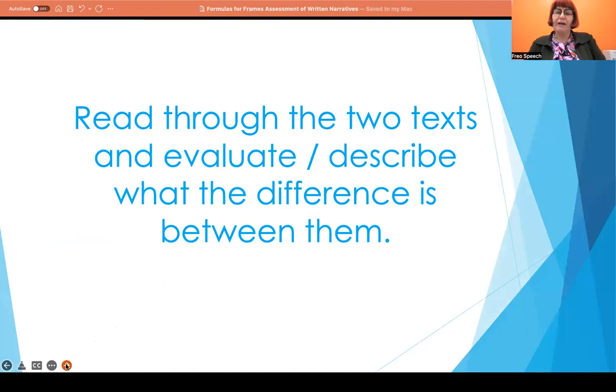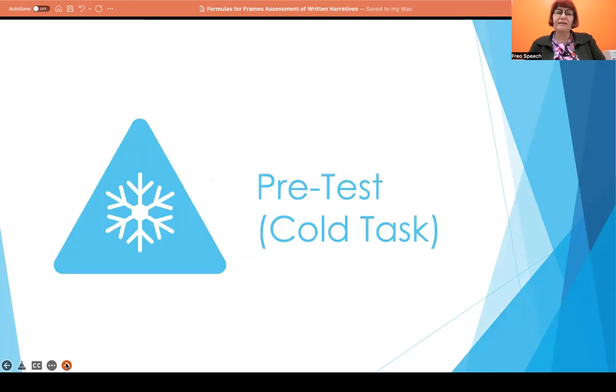So I want you to read through the 2 texts and in your minds kind of evaluate what the difference is between them and see if you can describe to yourself what the difference is between them. The first is the pre-test or the cold task, as Pie Corbett calls it in Talk for Writing.